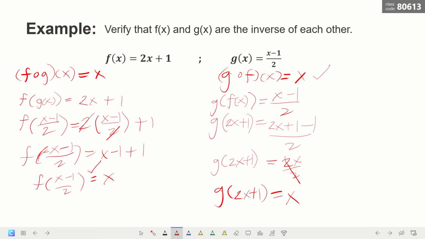So, nakita naman natin that when we perform composition of functions where our g of x with this given equation is composed of this function f, so ang sagot din niya is x. So, since both of them resulted to x, therefore, f and g are inverses of each other.